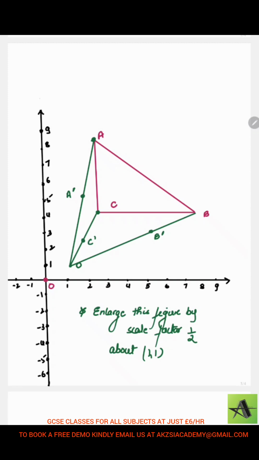Now the last thing is we just need to join them together. So you'll get the figure like this. You can see this is my reduced figure, because the scale factor is a half in this case. So this is the reduced one, and this one is our transformed figure.